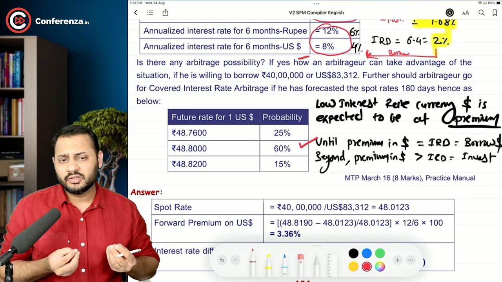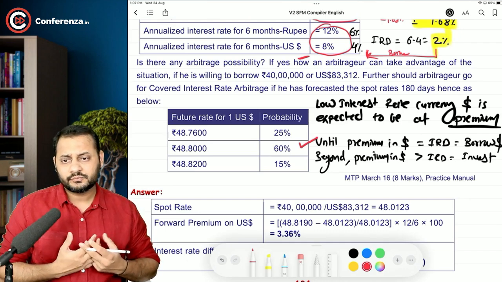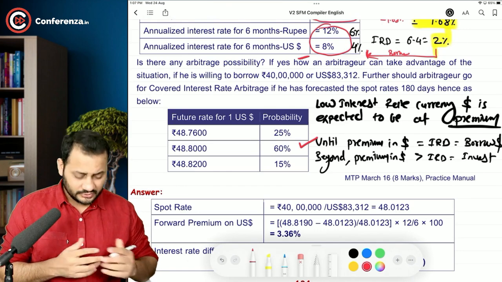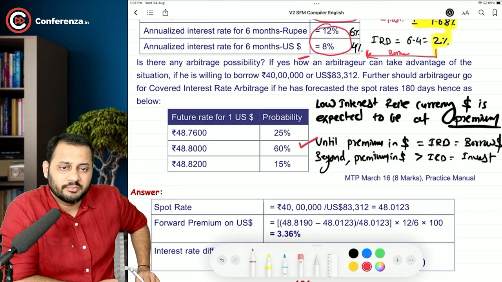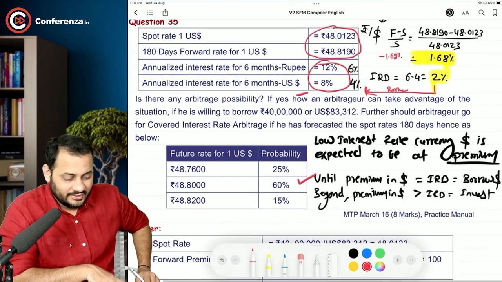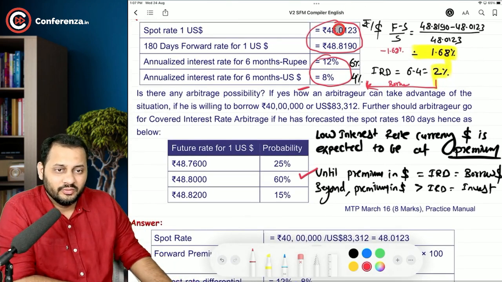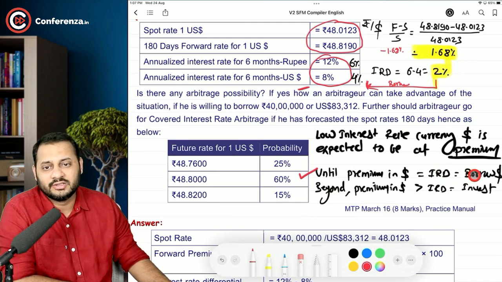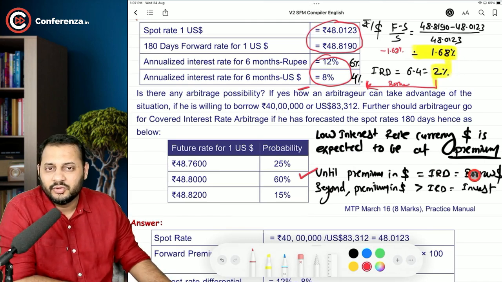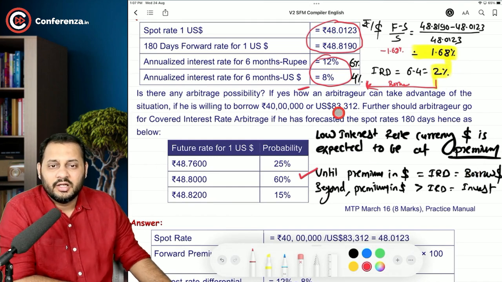Otherwise, the entire mugging up will not help you. So I'm just skipping that part. I was about to say that. So can I say that the premium is not equal to the interest rate differential, and it is lower than the interest rate differential, so we will borrow in dollars, and that's it. The question is solved now. You can start borrowing the dollars.